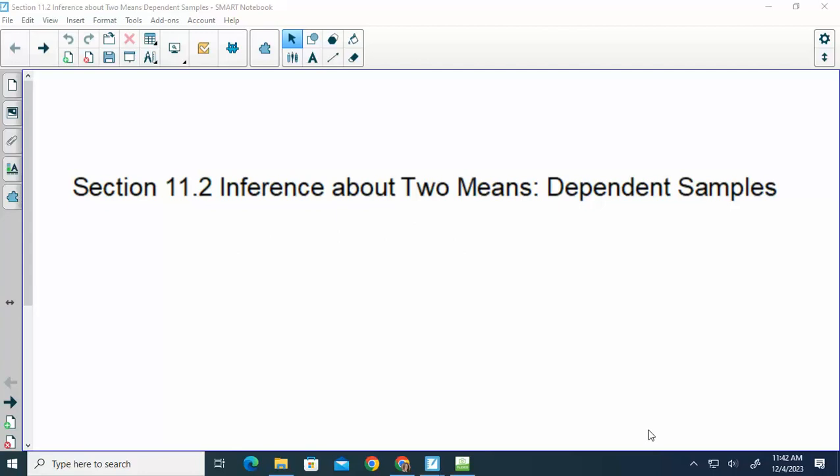Chapter 11, we are skipping around a bit, so we are actually going to jump to 11.2 to start, and then we're just going to cover sections 2 and 3 out of this. We are doing pretty much all of this chapter on the calculator, so we will do very little by hand.